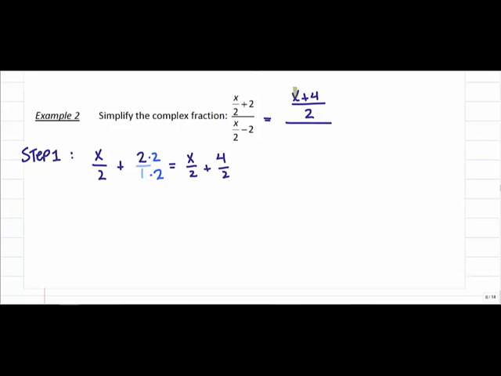So I've now made the numerator a single fraction. Technically, it was 2 fractions added, right? x over 2 plus 2 over 1. But now I've got it as a single fraction. And I'm going to do the same thing for the denominator, x over 2 minus 2. Well, for the same reasons, my LCD is 2. So I end up with x over 2 minus 4 over 2, which is going to be x minus 4 all over 2.